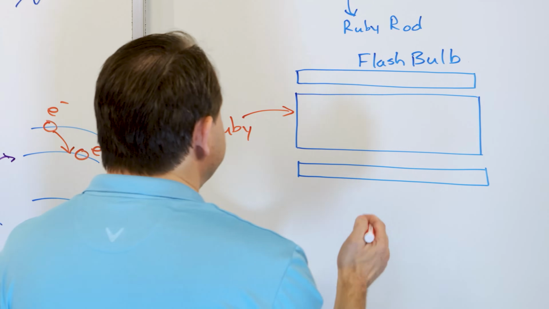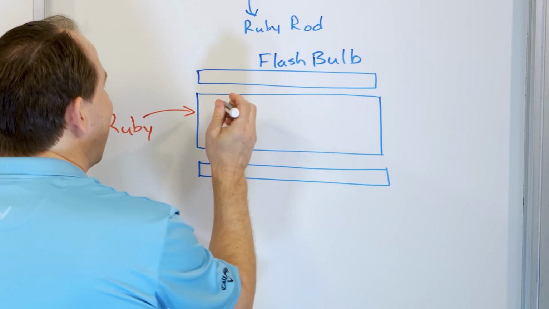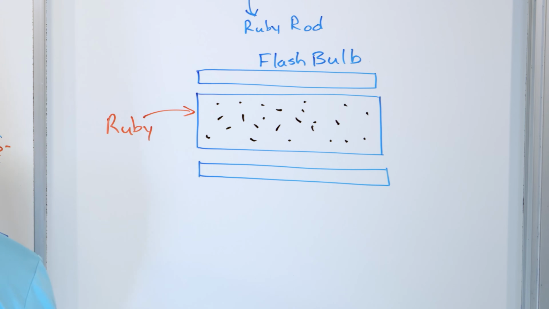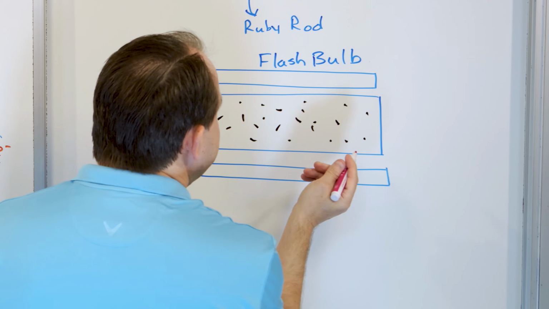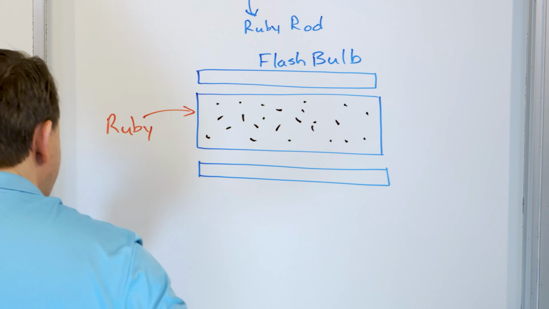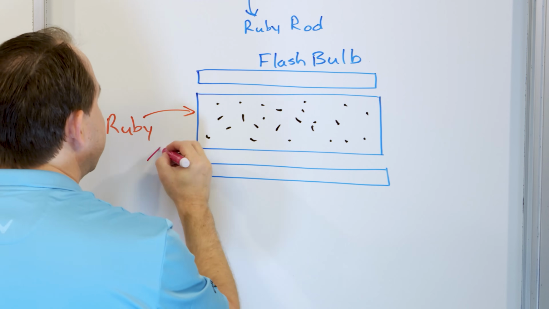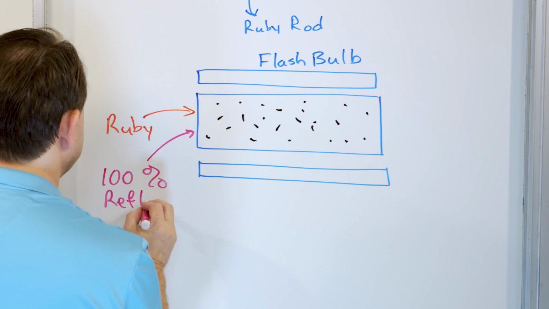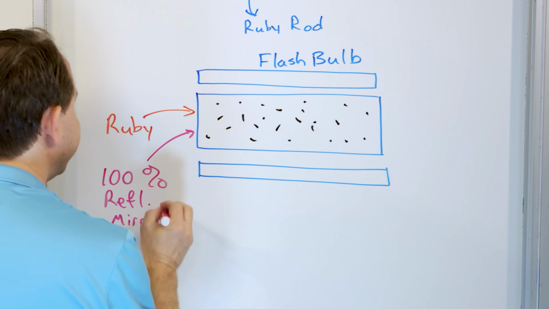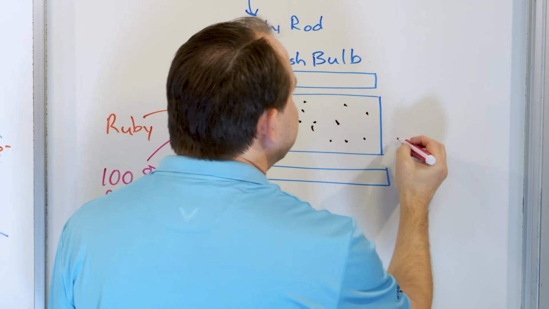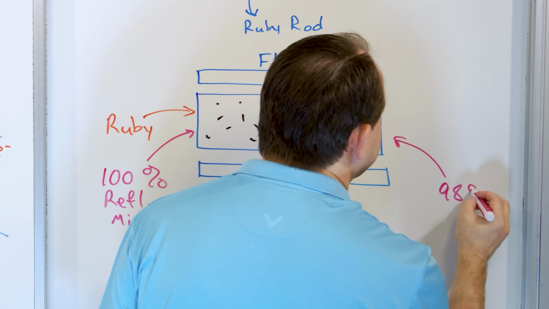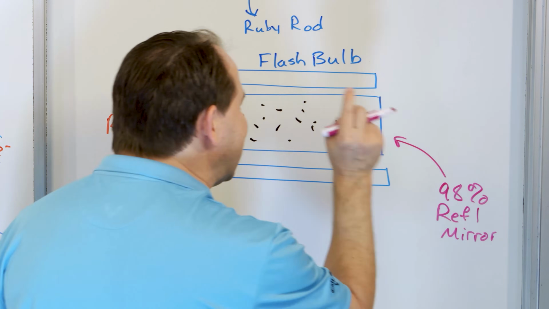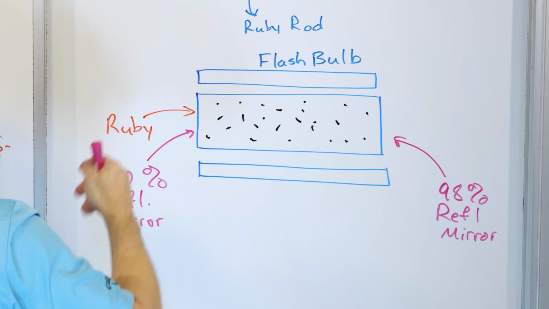So what happens is, inside of here, of course, there's atoms. We'll just draw some dots here. There's atoms inside here. On this end, the ruby is polished and it's a mirror, so it's 100% reflected. Anything that hits the inside is going to bounce off. And over here, it's a 98% reflected mirror. Only 98% though. That means it reflects 98% of the light back this direction.